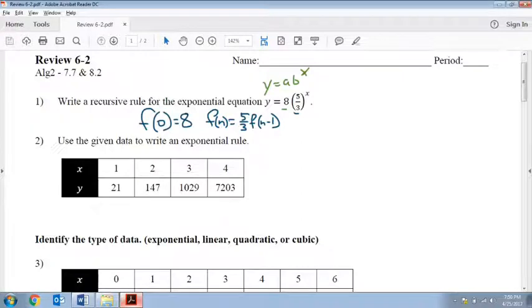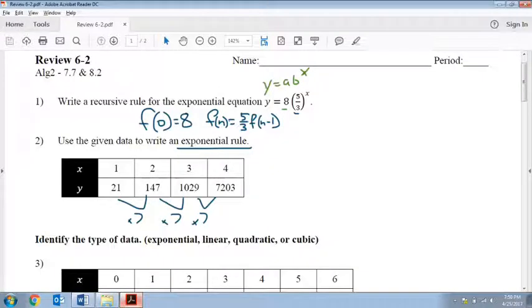All right. Number 2, same idea. It says use the given data to write an exponential rule. Well, we already know it's exponential. They said it's exponential. So what we're going to do is 147 divided by the previous, 1029 divided by the previous, and 147 divided by 21, I believe, is 7. And 1029 divided by 147 is also 7. And just to check it out, 7203 divided by 1029 is also 7. So these are all multiplied by 7. So therefore we know it's exponential because the ratio is the same.